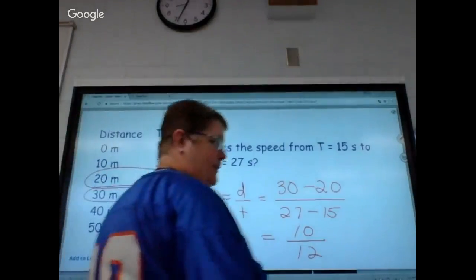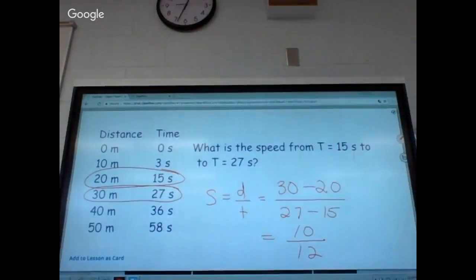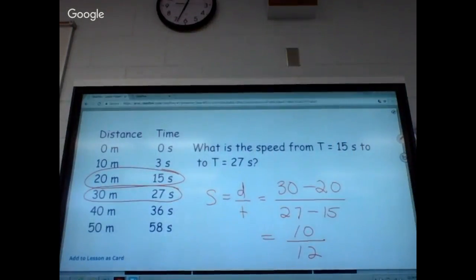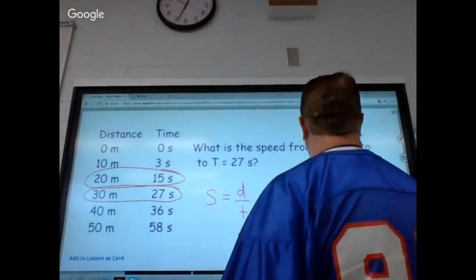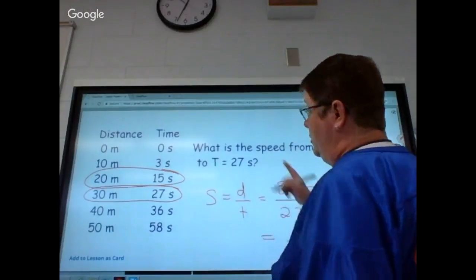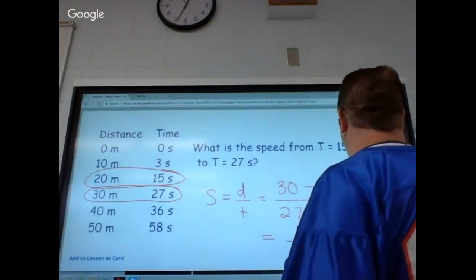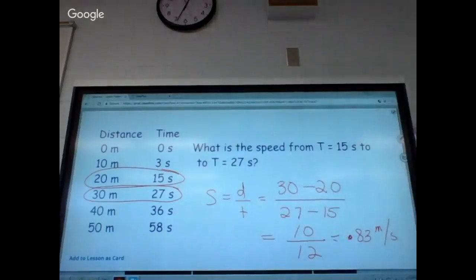Just checking. All right. So 10 divided by 12 is 0.83. All right. So 0.83. And my units are meters over seconds. Questions about how I did that?